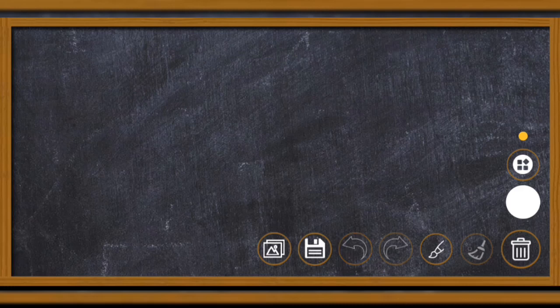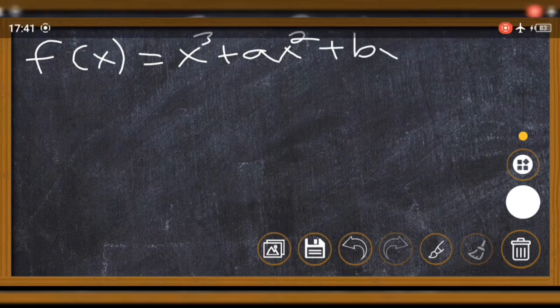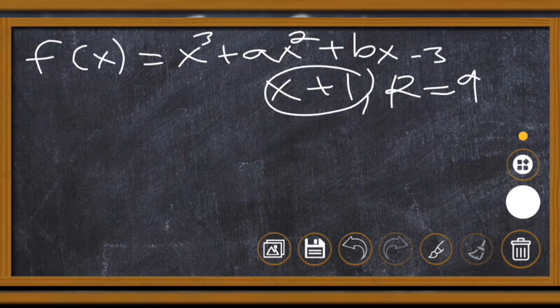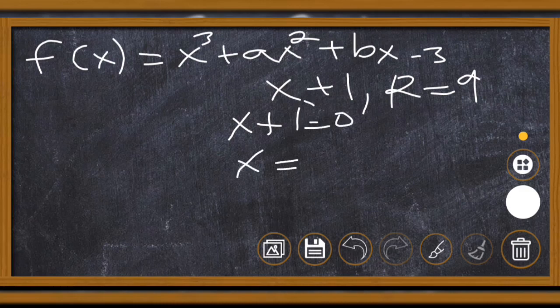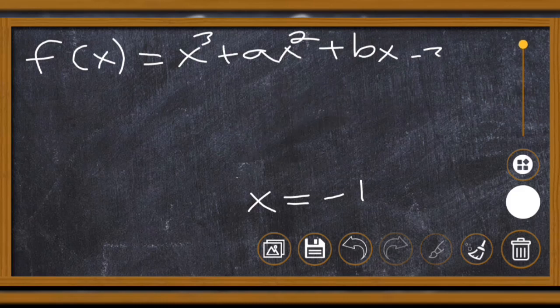Now remember, we have also been given that the same function, which of course is f of x equals to x raised to power 3 plus ax squared plus bx minus 3, is also divided by x plus 1, which of course this one has the remainder of 9. So let's replace with this value here. So in this case, we are going to equate the divisor to 0, and then when we take this positive 1 to the right side, you are going to have a negative 1, and then x equals to 0 minus 1, it's negative 1.